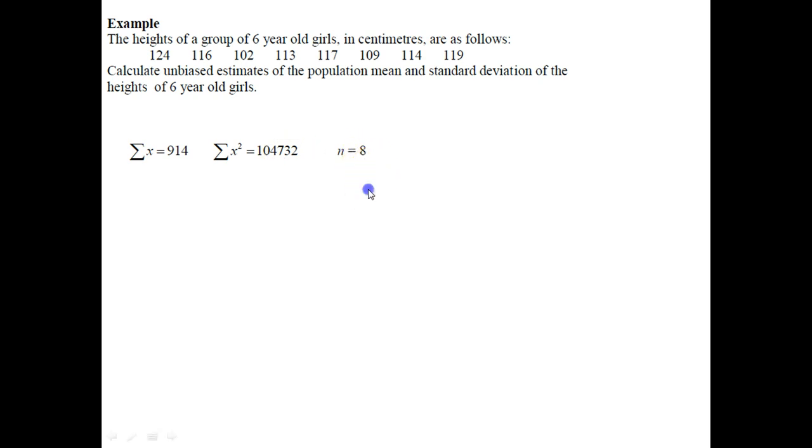Now we need those values because when we work out the expected value of x, it's x bar, the same as x bar in our formula, which is the sum of x over n, which becomes 914 divided by 8, which is 114.25. That is the mean, our expected value of the population mean, as well as the mean of the sample.